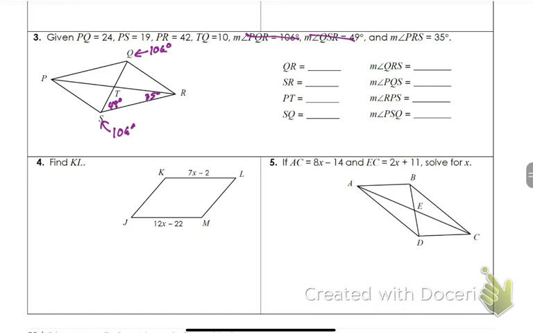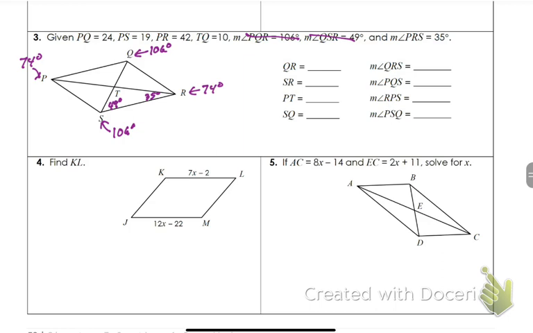So what I would do first is the big angles. If this is 106 and these have to be supplementary, then this big angle right here has to be 74 degrees. Does that make sense? Because they have to equal 180, so these would all be 74 degrees.